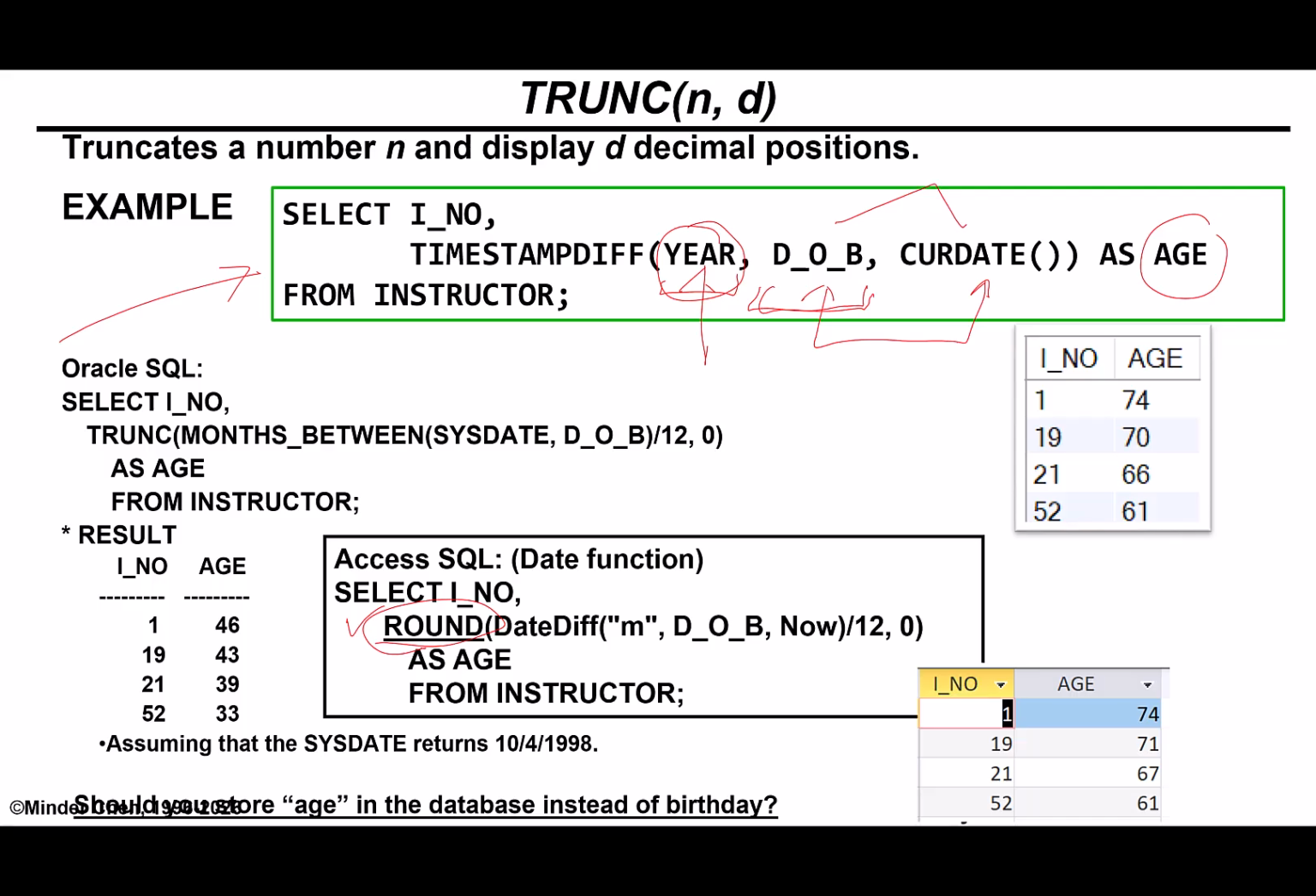Okay, and so depends on the date or datetime function that you can use in Access SQL, this is the equivalent way of getting the age. And in Oracle, this is another way. So this is where different SQL implementation in different DBMS may vary. Okay, so that's pretty much it.